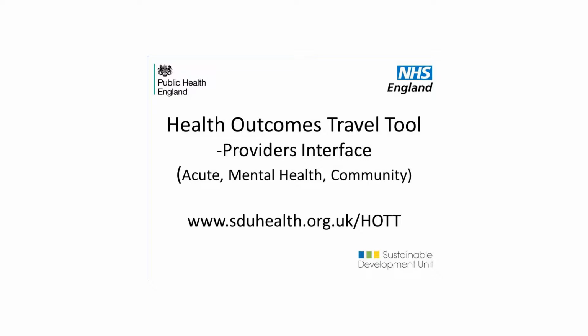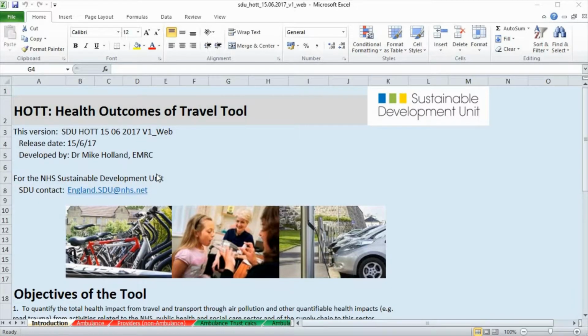Today I'm going to talk you through how to use the Health Outcomes of Travel tool using the provider non-ambulance interface. So this is for non-ambulance providers such as community trust, mental health, acute, etc. On opening the tool, this will be the introduction tab that you'll first see. I'm going to run you through how to use the provider's non-ambulance interface.